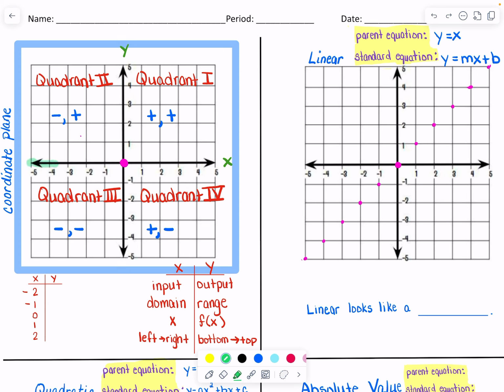The horizontal line here, that is called the x-axis. We read the x-axis from left to right, just like we read a book. There's a reason that I pointed that out first. It is very important. Whenever we're talking about the x-axis, we always look from the left to the right.